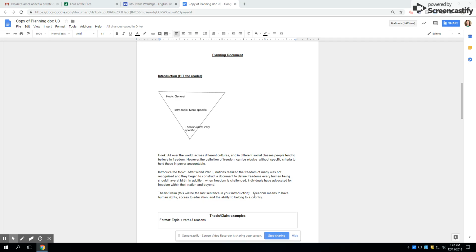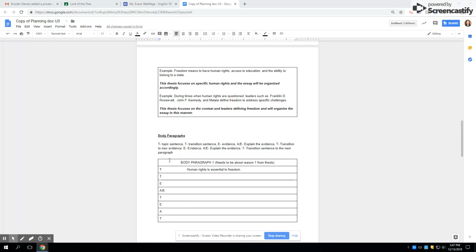Your body paragraphs are going to follow the double T, double EAT paragraph format with a little bit of a modification. The T in double T, double EAT stands for topic sentences. The second T for a transition sentence. Then you have your evidence. And this is where our modification comes in. We're going to explain or elaborate the evidence instead of providing analysis. Then you have another transition sentence, more evidence, and again explaining that evidence or elaborating on that evidence. And then lastly, transitioning to the next paragraph.